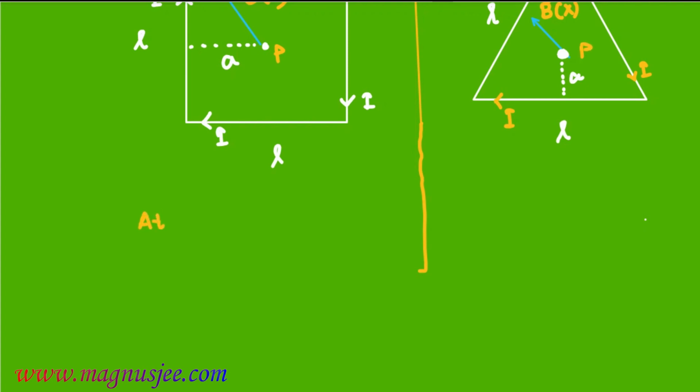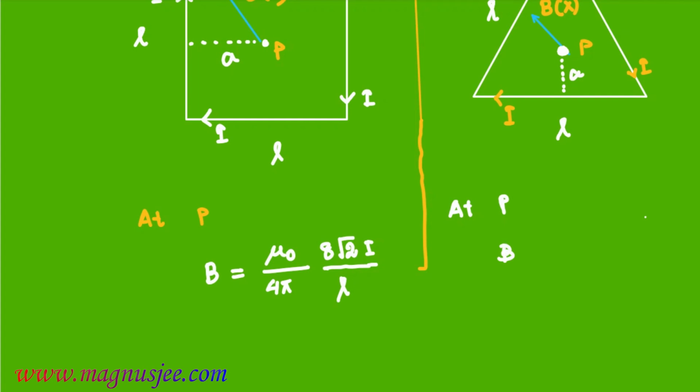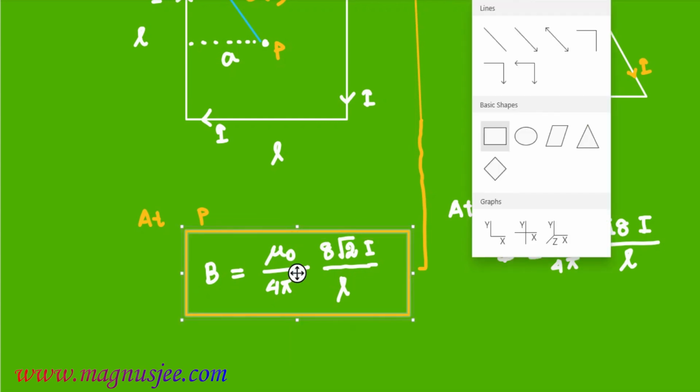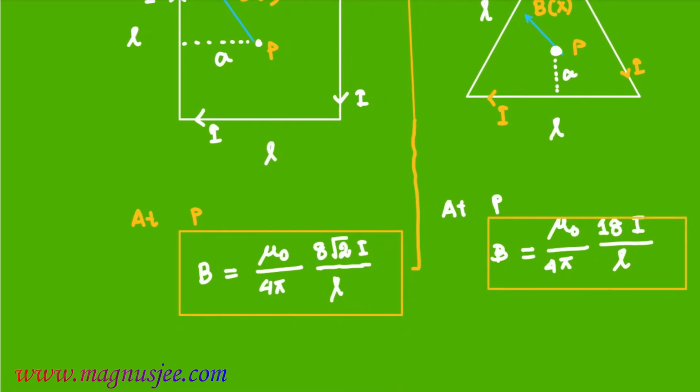Now at the point P for the square, magnetic field induction B is mu 0 by 4 pi 8 root 2 I by L. On the right hand side for the triangle at the centroid, magnetic field induction is mu 0 by 4 pi 18 I by L. So B equals mu 0 by 4 pi 8 root 2 I by L is the magnetic field at the center of the square, and B equals mu 0 by 4 pi 18 I by L is the magnetic field induction at the centroid of the triangle.